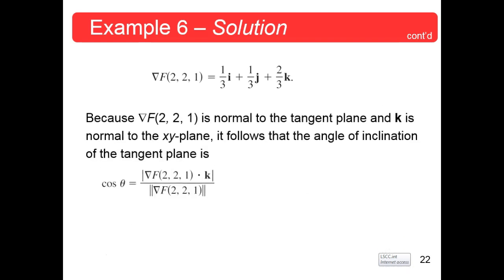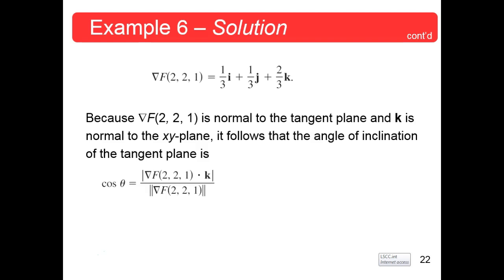And just let that be, because that is normal to the tangent plane, and k is normal to the other one. Let that be your normal vector, okay? It follows that the angle of inclination for the tangent plane is the dot product between those two. Now remember, k is 0, 0, 1, okay? And you're dotting those together, and you're dividing by the magnitude of f, that normal vector alone.